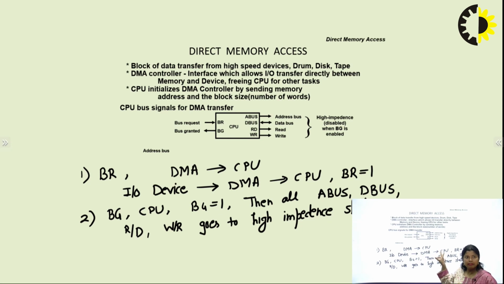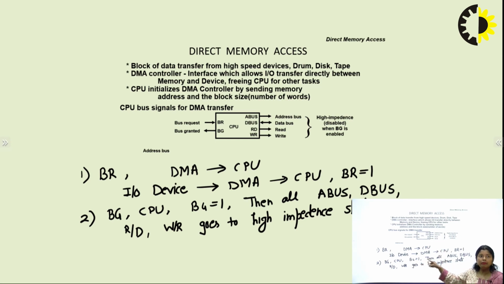If the CPU is busy at that moment, the CPU responds that BG equals 0. There is no bus grant. After that, the CPU completes whatever task it is doing. At that particular time, the CPU transmits BG equals 1. This bus grant always comes from the CPU to the DMA controller.